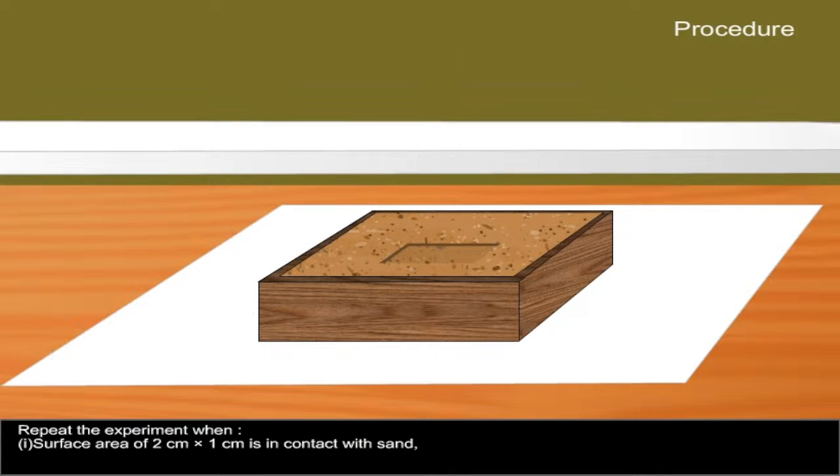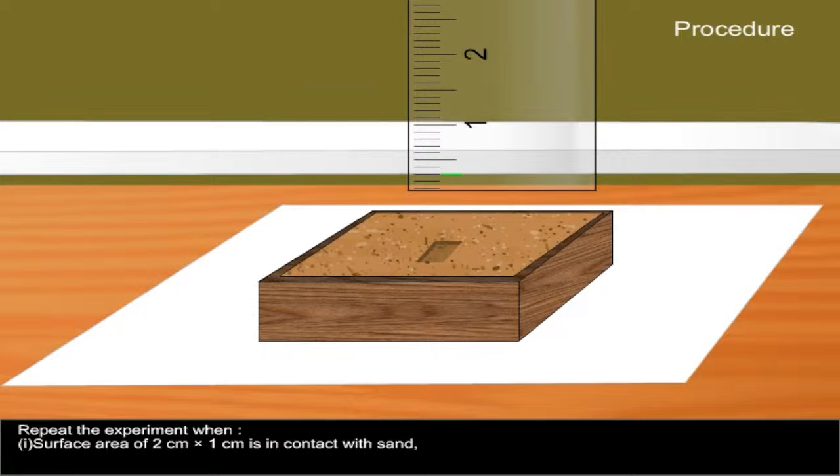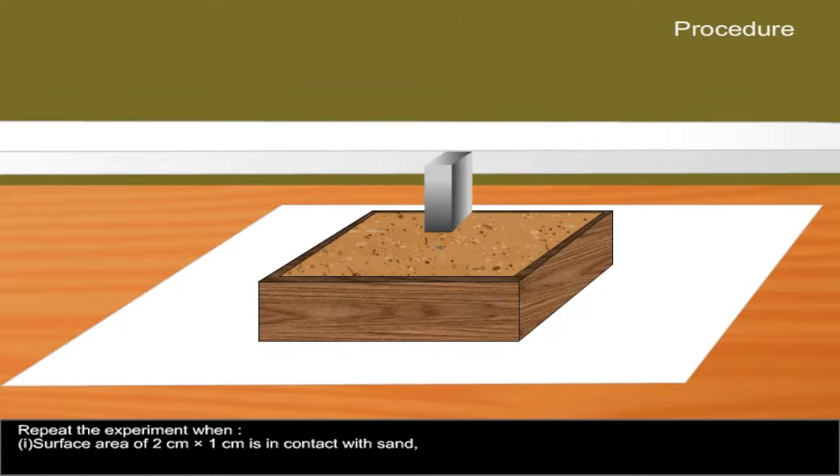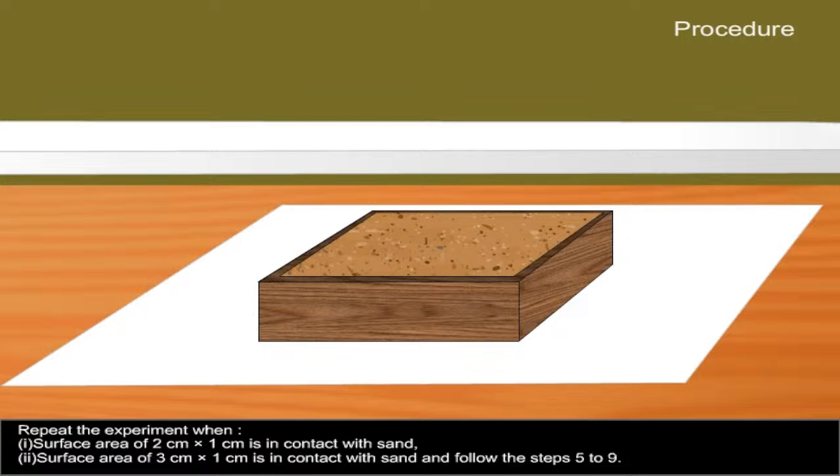Repeat the experiment when 1. the surface area of 2 cm x 1 cm is in contact with sand, and 2. the surface area of 3 cm x 1 cm is in contact with sand, and follow steps 5 to 9.